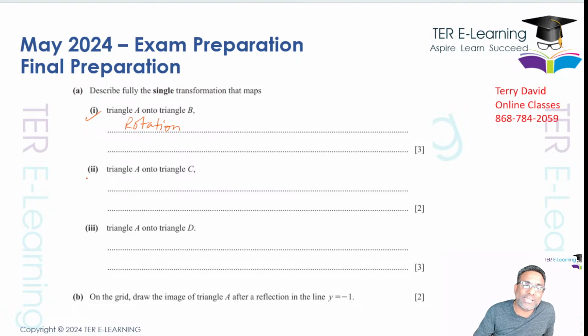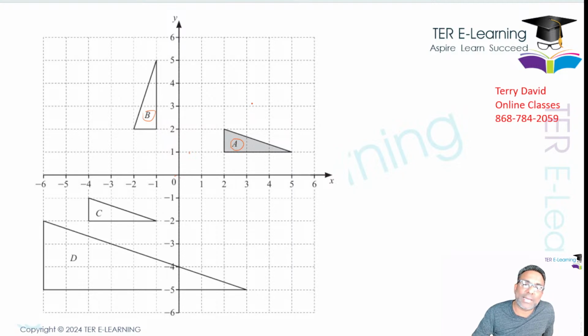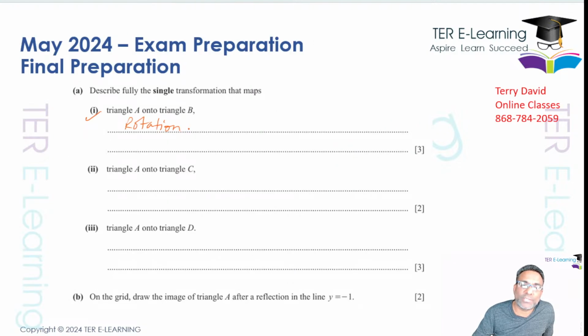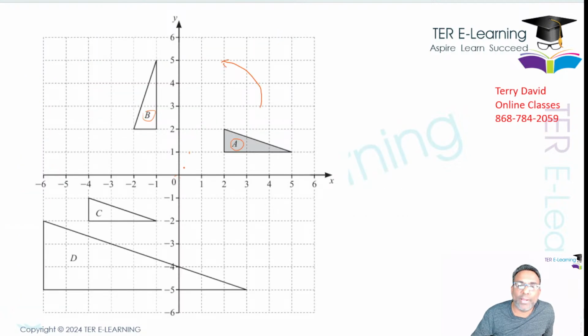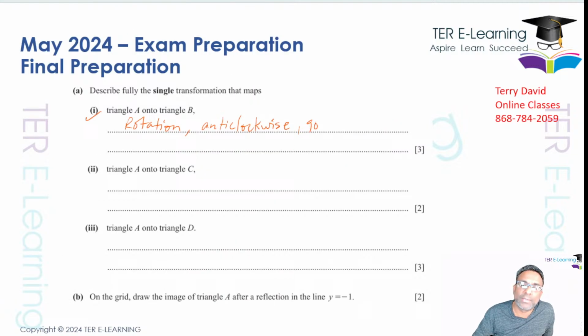We need to specify whether it's clockwise or anti-clockwise. If you look at what's happening here, it appears that this thing is rotating this way. So therefore that's anti-clockwise. So it's a rotation anti-clockwise. We must also specify the angle. Let's say we use this as our center of rotation here, and I were to draw a line from here to here, and a line from here to here. What is happening is that we are rotating by an angle of 90 degrees. So we must specify 90 degrees.